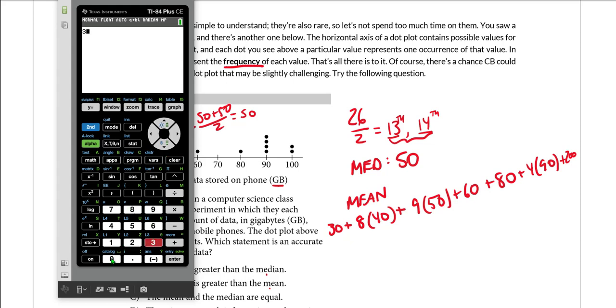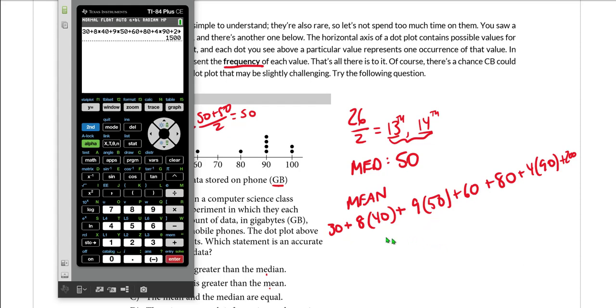So 30 plus 8 times 40 plus 9 times 50. Obviously, that's not a times. Obviously, you want to be very careful about these calculations. Make sure you're not skipping anything or repeating anything or putting in pluses where there's supposed to be times or vice versa. So 9 times 50 plus the 60 plus the 80 plus the 4 times 90. And then we are adding in that 200 at the end.